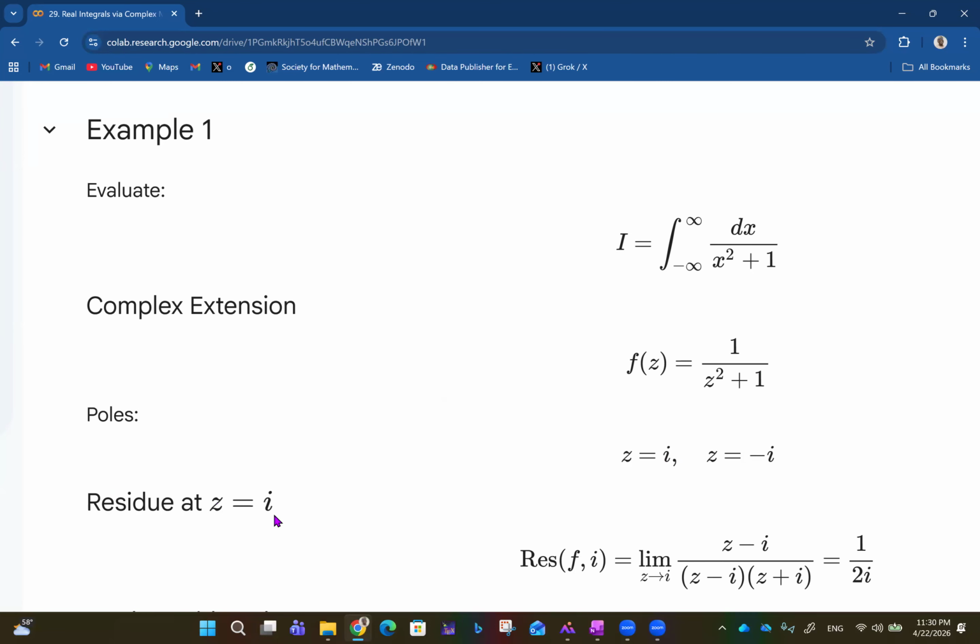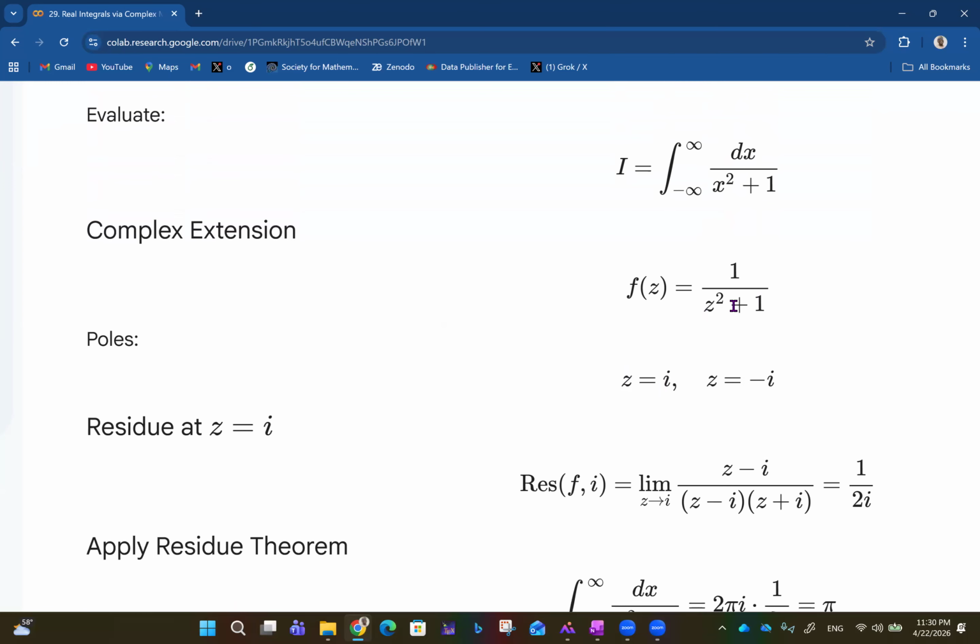Residue at z equals i, which falls within the upper plane, which we focus on. So residue of f at i will be the limit as z approaches i of z minus i, all over, when you expand this, z minus i into z plus i. So z minus i cancels z minus i. If you substitute z equals i, you have 1 over i plus i, which is 2i.